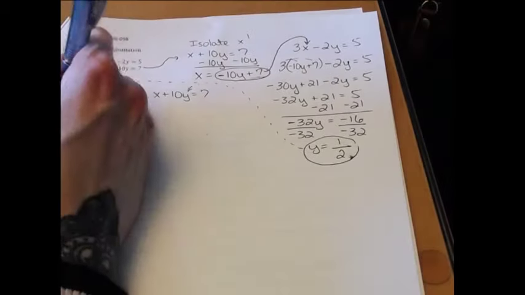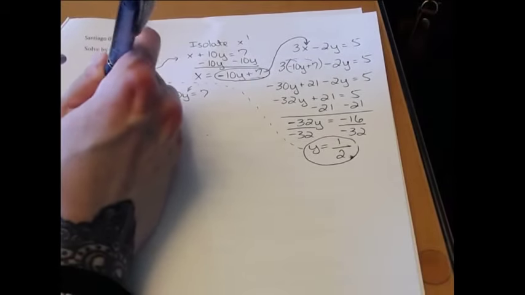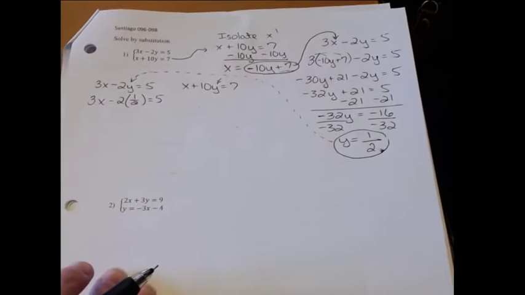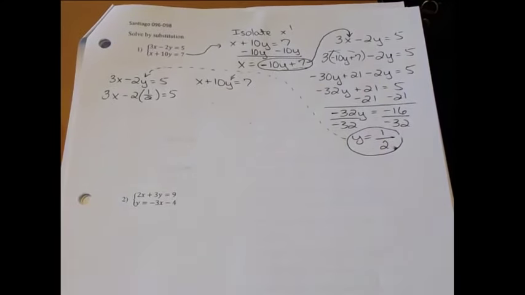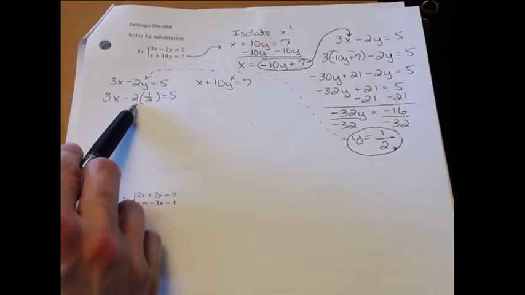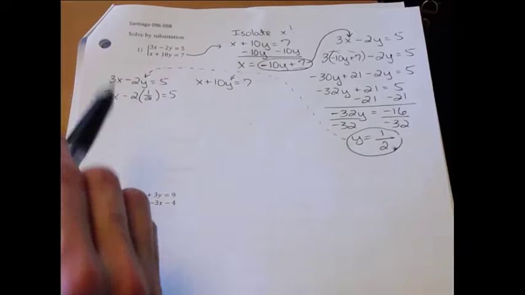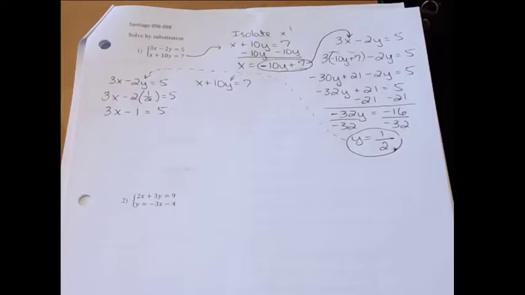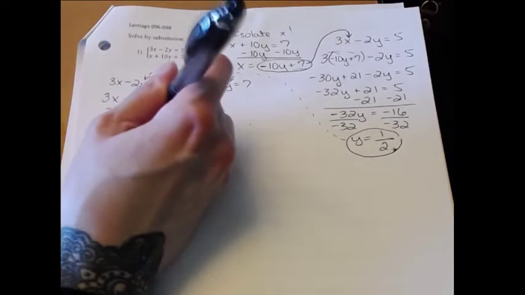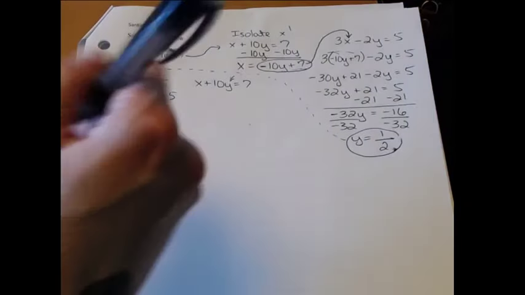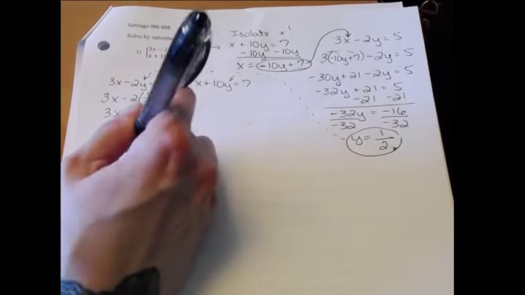So we have 3x minus 2 times 1/2 is equal to 5. Well, that's easy. What's 1/2 of negative 2? 1/2 of negative 2 is a negative 1. So 3x minus 1 is equal to 5. Add the 1. 3x is equal to 6, and then we divide by 3. X is equal to 2.